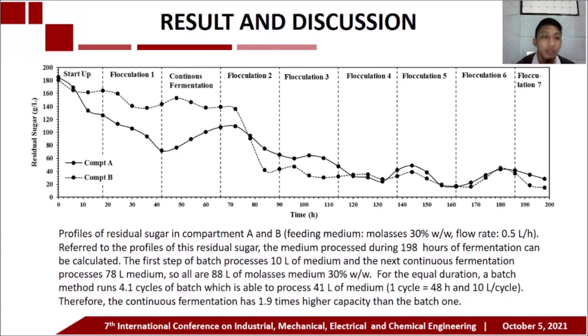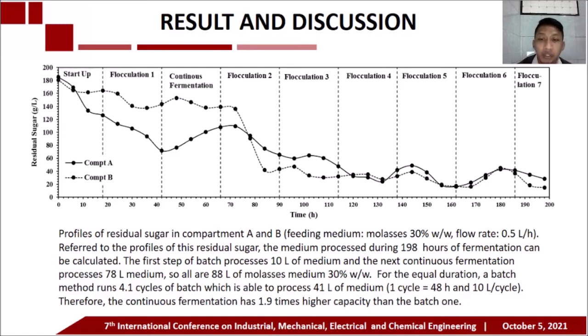The second is the profile of residual sugar in compartments A and B. Referring to the profile of the residual sugar, the medium processed during the 198-hour fermentation can be calculated. The first step, the batch process, used 10 liters of medium, and the next continuous fermentation process used 78 liters of medium. So, 88 liters of molasses medium 30% weight per weight.